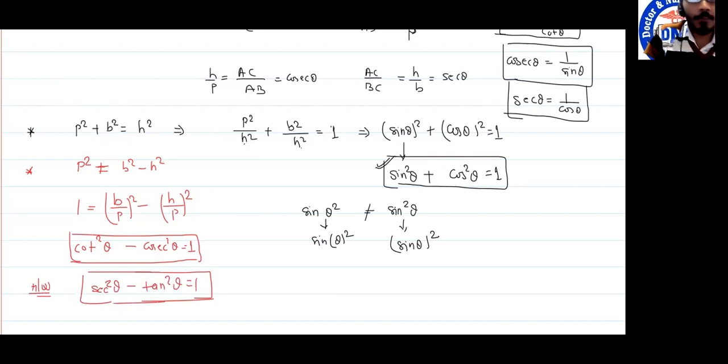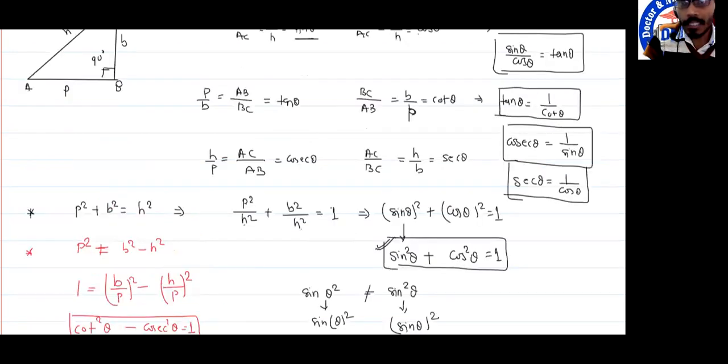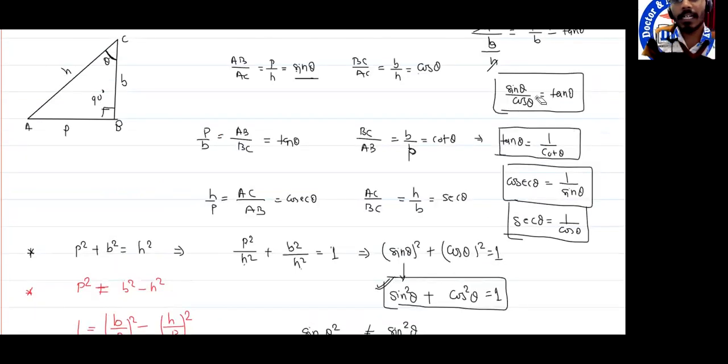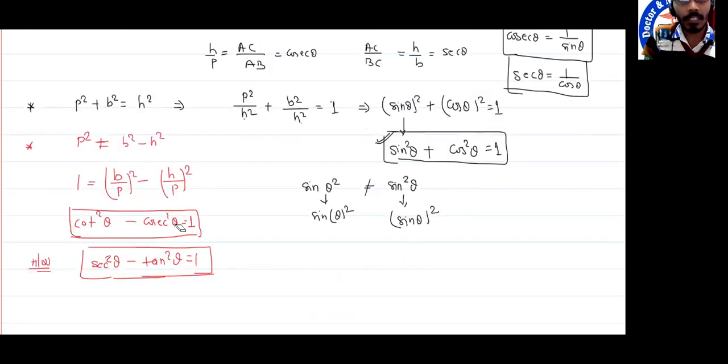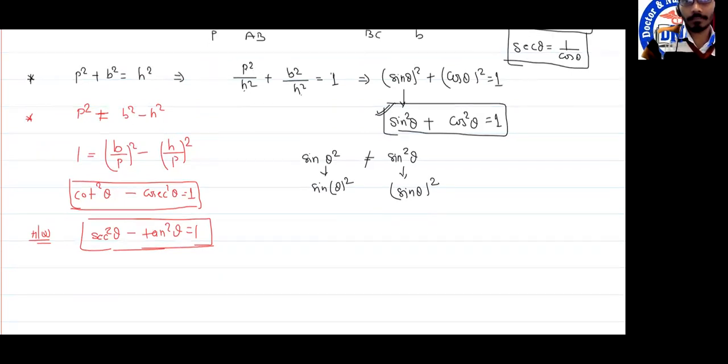So we have some formulas that we have to remember. Tan theta equal to sin theta by cos theta, tan theta equal to 1 by cot theta, cosec theta equal to 1 by sin theta, sec theta equal to 1 by cos theta. In the same manner, cosec square theta minus cot square theta equal to 1, sec square theta minus tan square theta is equal to 1, sin square theta plus cos square theta equal to 1. Okay, any problem? Hello? No, sir.